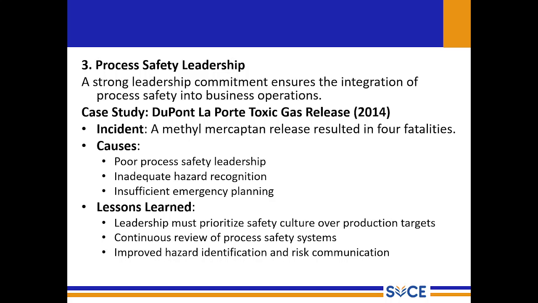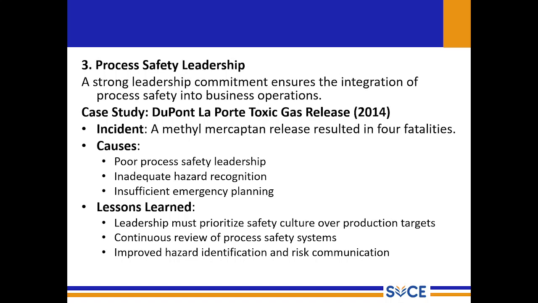So what are the lessons we learn from this? Leadership must prioritize safety culture over production targets. Process safety should never be compromised for business goals. Management must enforce strict safety protocols and regularly audit safety systems. Continuous review of process safety systems: safety systems should be regularly evaluated and updated.